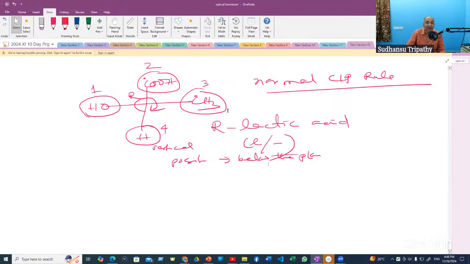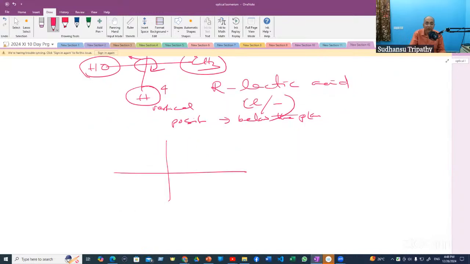So this is R lactic acid. And supposing I give you another structure where this will be Me here, Et here, COCH3 here. This is entirely a group. This is a chiral center. And hydrogen, I will not take hydrogen this time. This will be chlorine this time.